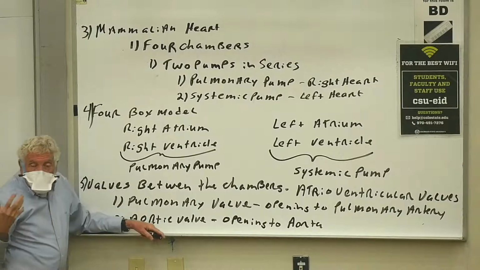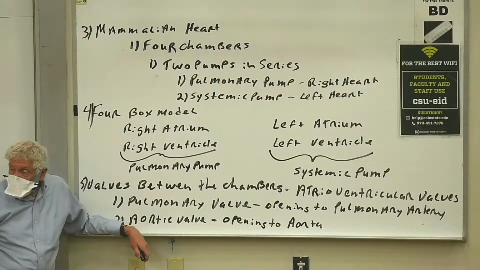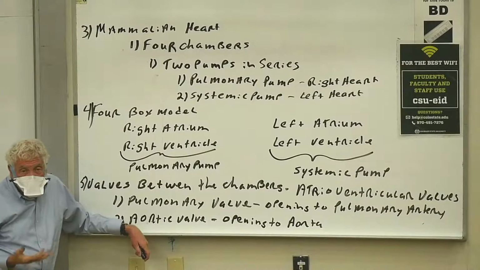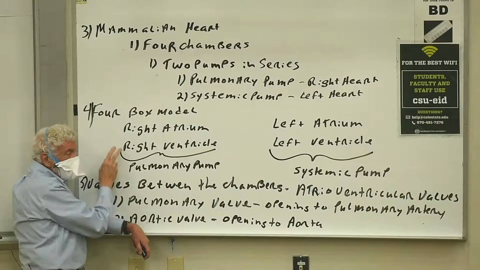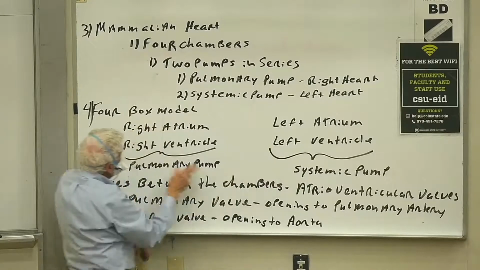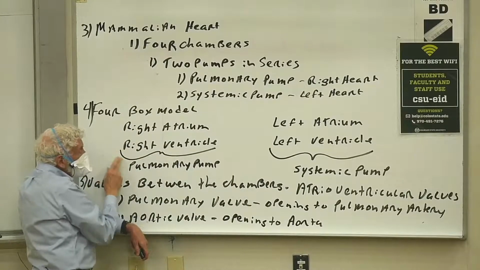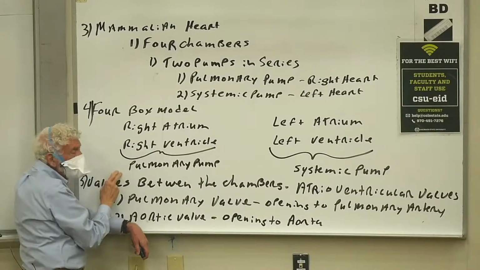Well, to understand how blood flows through this, I'm going to do this kind of thought experiment. I'm going to simplify all of this down to what I call a 4-box model. And we'll talk about the 4-box model as being the right atrium and the right ventricle, the left atrium and the left ventricle. The right atrium and the right ventricle will have tubes flowing into them and out of them.